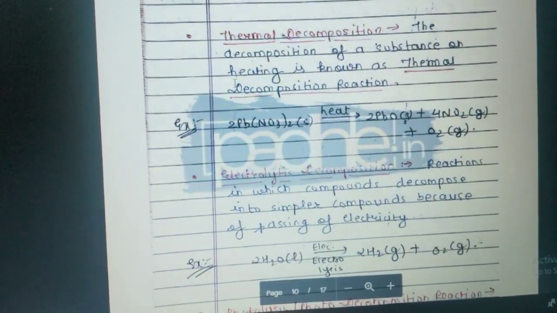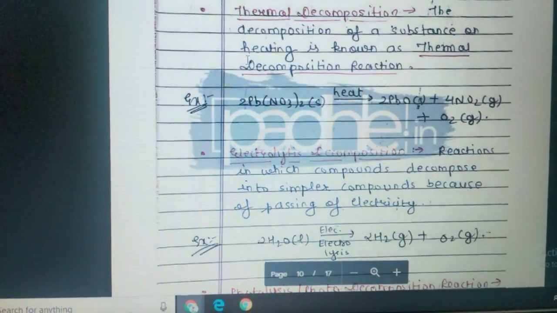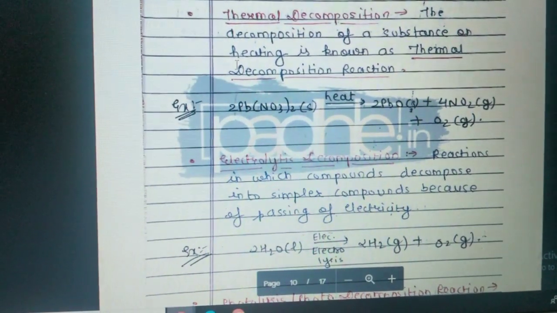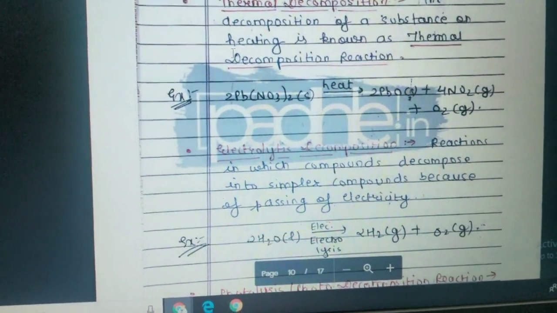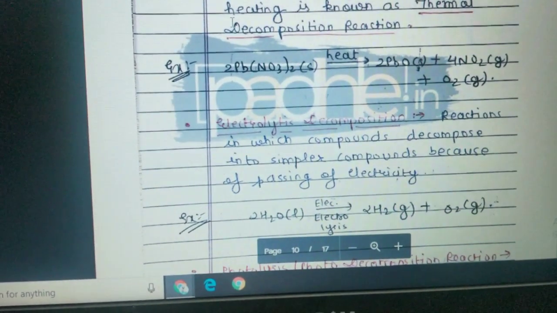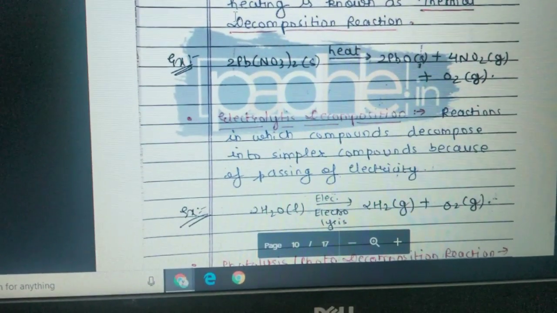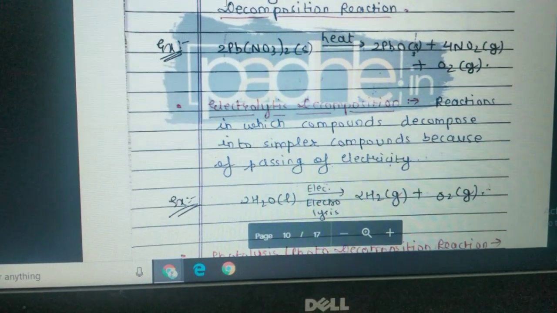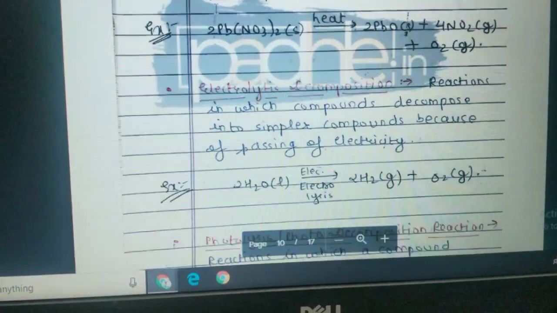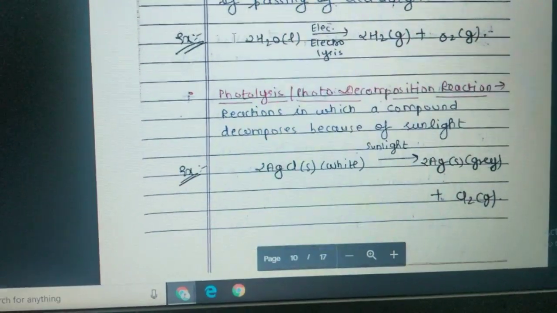Then third one is thermal decomposition. The decomposition of a substance on heating is known as thermal decomposition reaction. You can see the example. Then next is electrolysis decomposition. Reactions in which compounds decompose into simpler compounds because of passing of electricity is known as electrolysis decomposition. Here you can see the example.